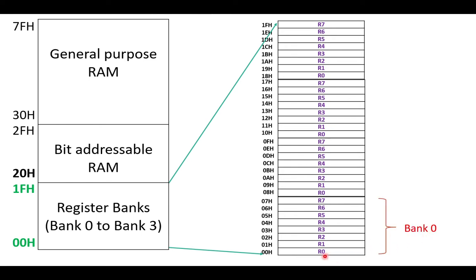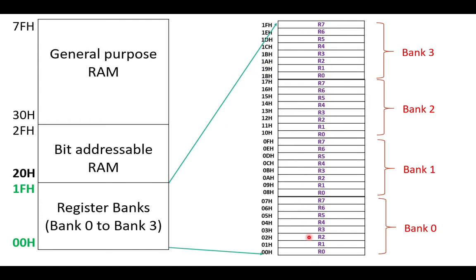Say bank 0 comprises of R0, R1, R2 up to R7. Similarly, bank 1 comprises of R0, R1, R2 up to R7. Bank 2 has R0 to R7, that is total 8 registers, and similarly bank 3 also has R0 to R7 register. You will find that R0 exists in bank 0, bank 1, bank 2 as well as bank 3. Same is the case with R1. It is in bank 0, bank 1, it is in bank 2 also, and it is in bank 3.